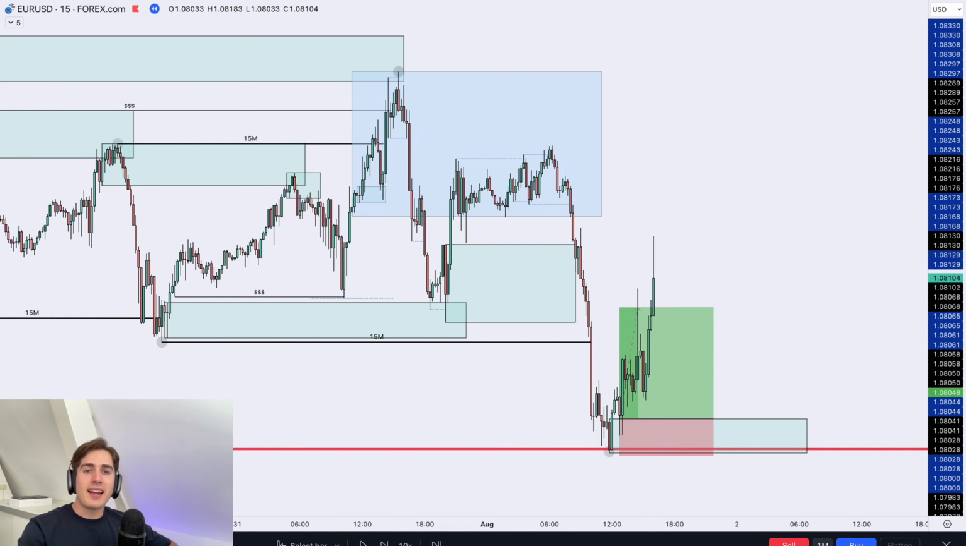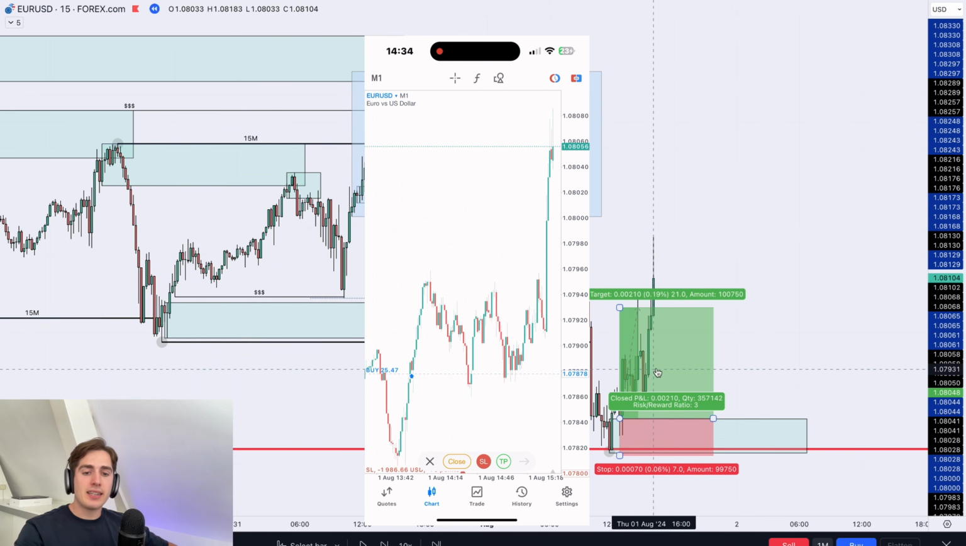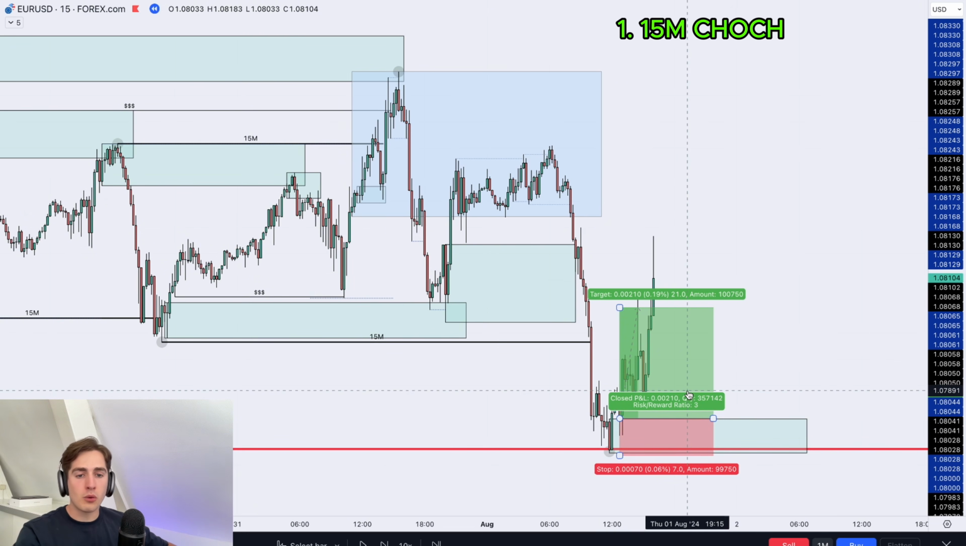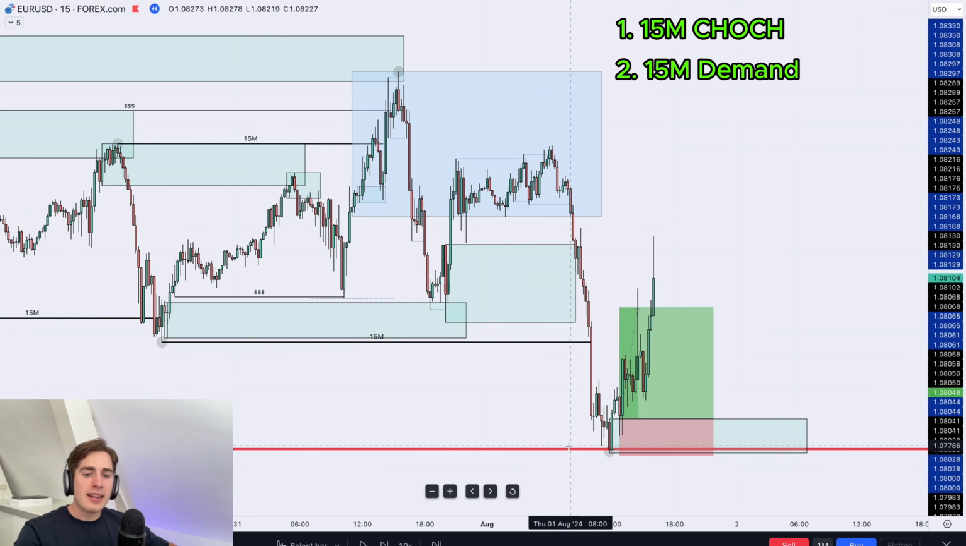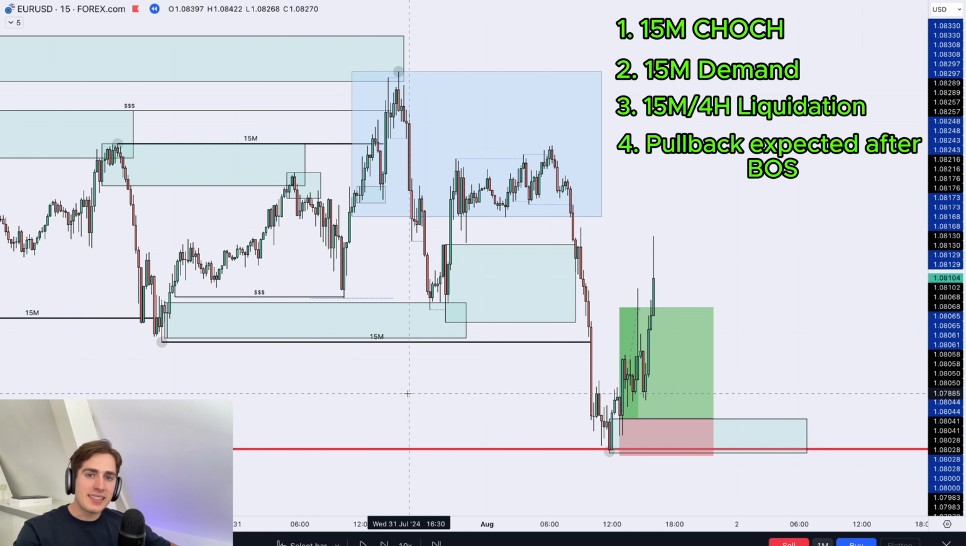What is up, trader, and welcome to this trade breakdown here on Euro USD, which resulted in a 4K profit. It is a 1-to-3 risk to reward trade taken with 15-minute confluences. As you can see, a 15-minute change of character together with an area of demand and some liquidation after a BOS. So with that said, stay tuned. I'm going to explain and break down the entire trade.